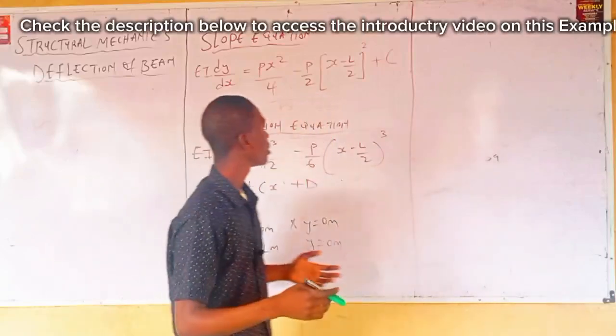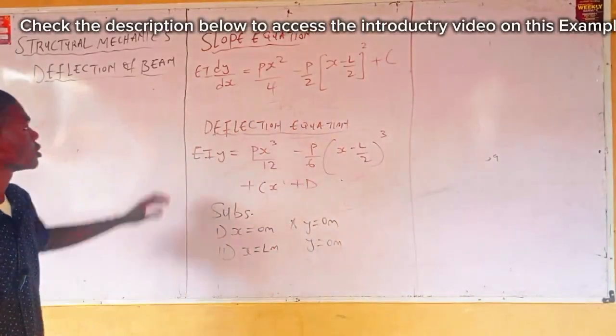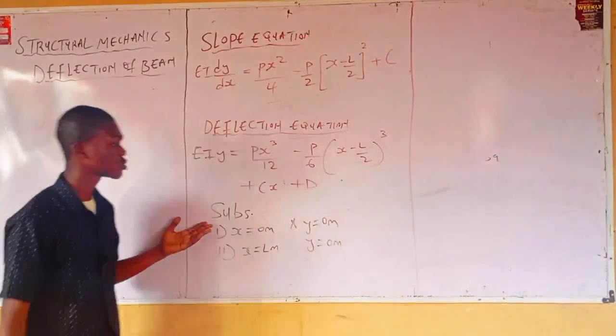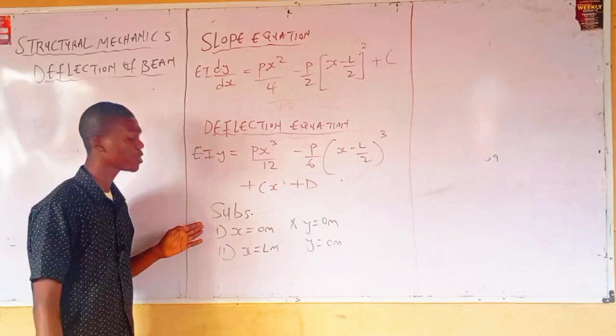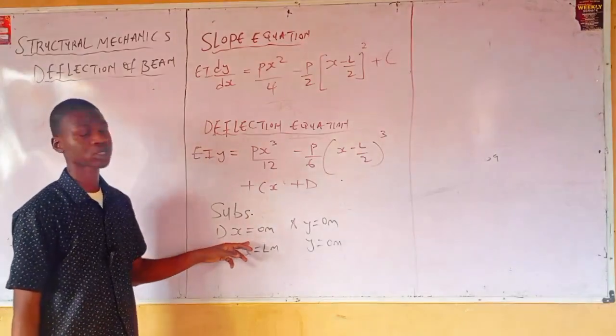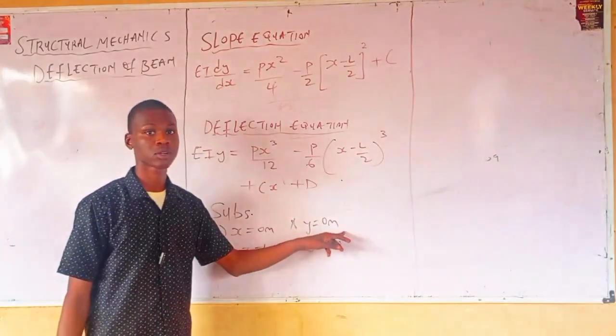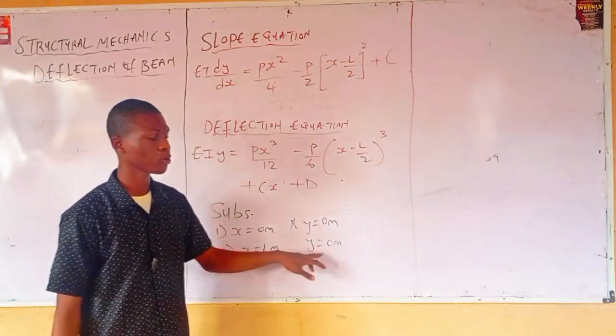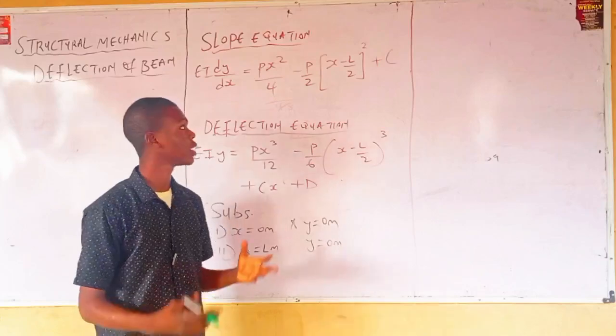Alright, from here, let's substitute the boundary conditions. This is my slope equation and this is my deflection equation, right? So we are substituting the boundary condition. For the first boundary condition, x equals 0 meter, y equals 0 meter. Then for the second boundary condition, x equals L meter and y equals 0 meter. Now this is how it works.